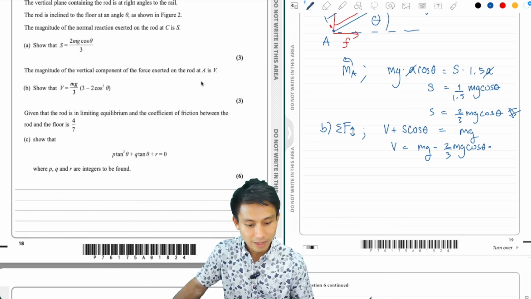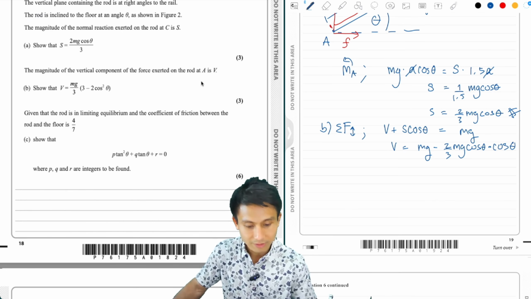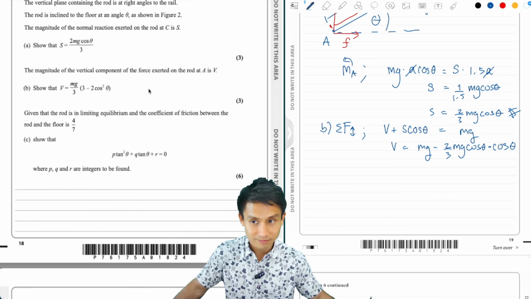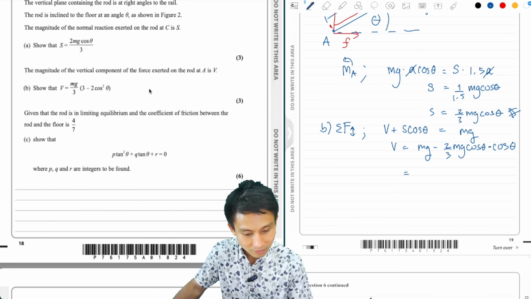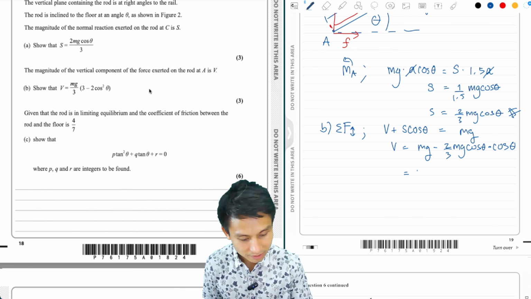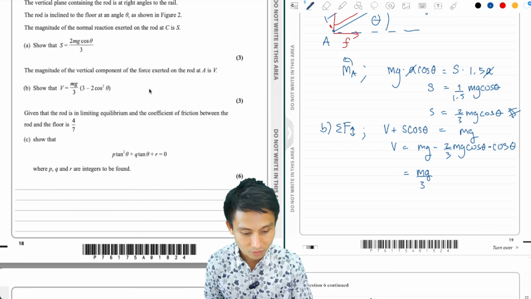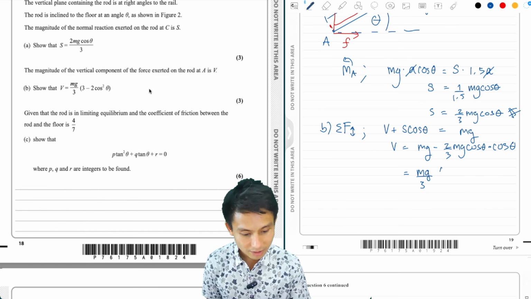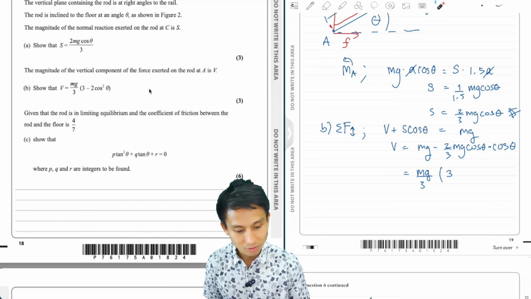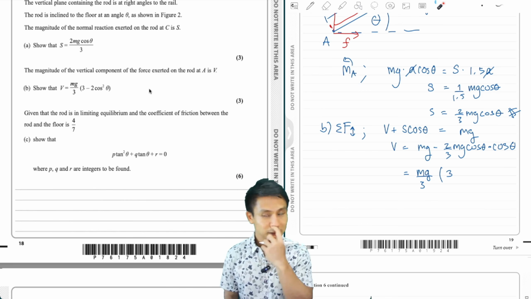And then cos theta again. So that is why we have cos theta squared here in the question. Okay, so we're going to simplify that. Well, if I take mg over 3 out, right? So just what they want there, mg over 3 outside. So this term will be left with 3, right? Because if you try multiply this back in, you get mg. That's just the way I go with it.